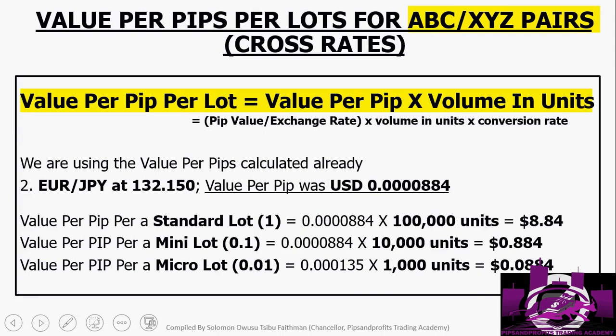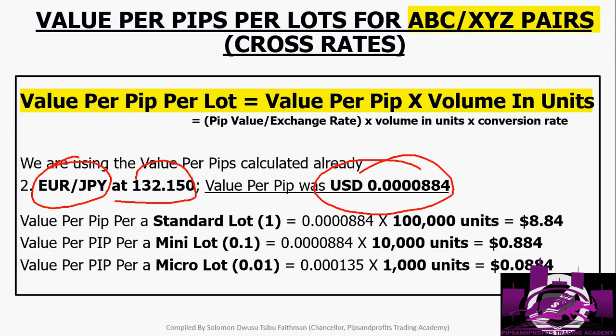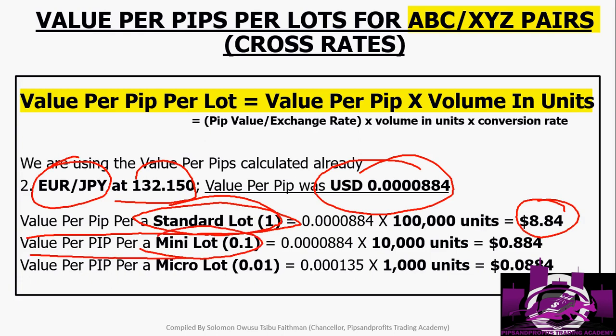So the next thing that we did was the Euro JPY at this particular rate. When we did the calculation, we had 0.000084. So for value per pip per standard lot, if I trade 1 standard lot and this pair moves 1 pip, I'm going to get 8.84. If I'm trading mini lot, the value per pip per mini lot, I'm going to have 0.884. If I'm trading the micro lot, the value per pip per micro lot, I'm going to have 0.084. It is not even up to 1 cent. So you have to take note of this. We are dealing with the cross rate.